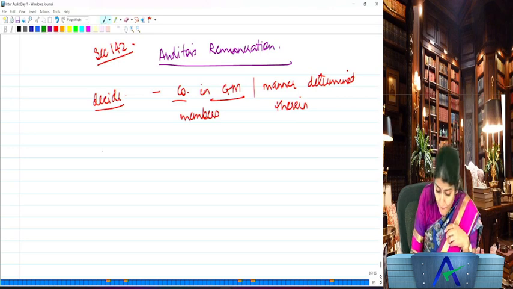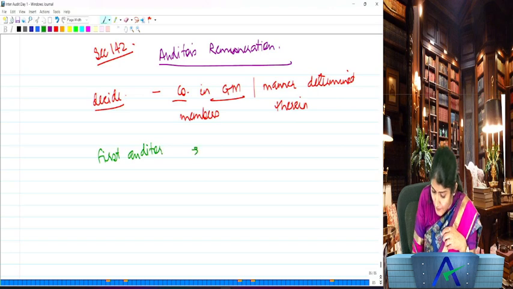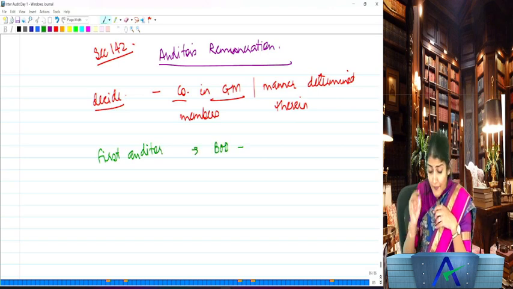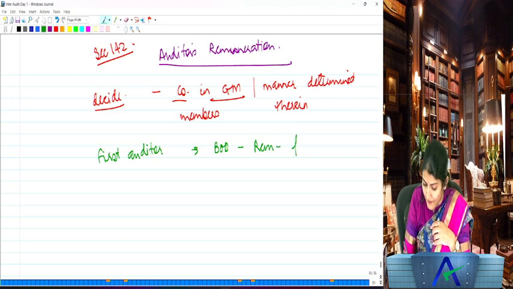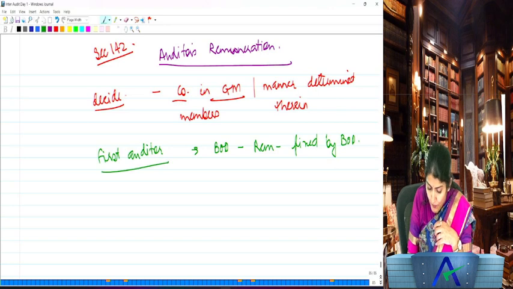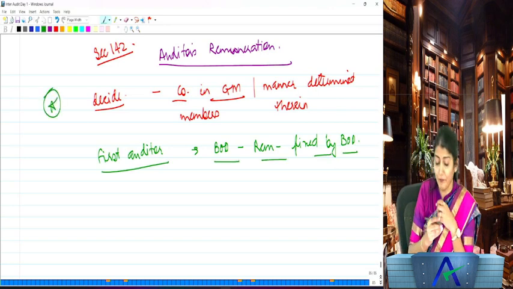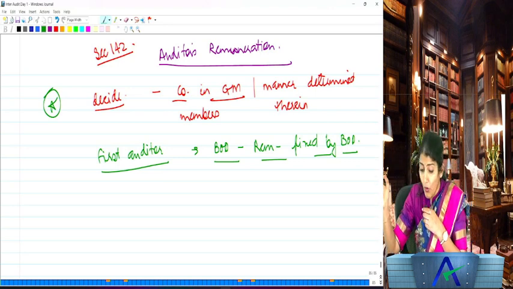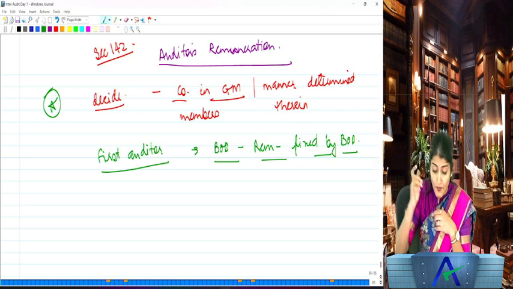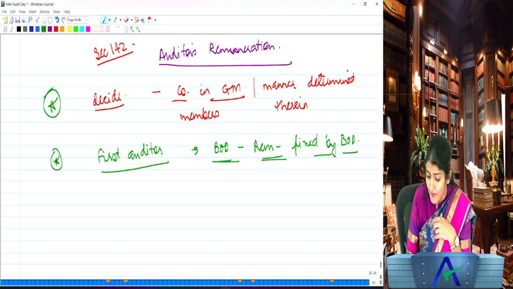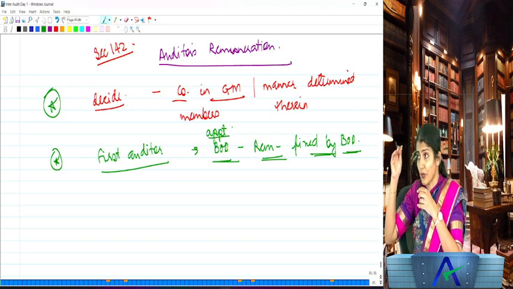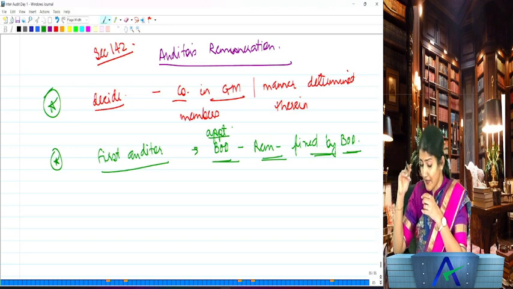However, now coming to the exception, wherever the first auditor is appointed by the board, then his remuneration could also be fixed by the board, right? So if appointed by the board, then the remuneration of the first auditor could also be fixed by the board. Otherwise, generally, what is the thumb rule? Company in general meeting, or in the manner determined therein. And the first auditor, if appointed by the board, then remuneration could be fixed by the board. Are you understanding that? Okay.